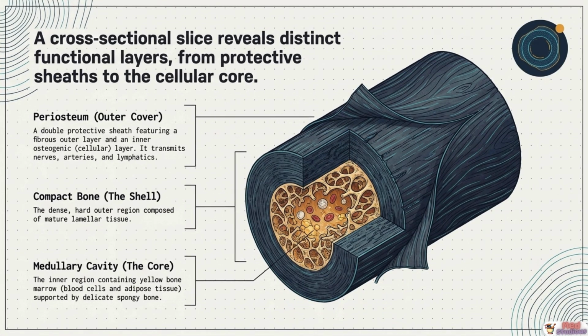When we cut through a long bone transversely and examine what we find from the outside in, three functionally distinct layers are revealed, each with its own cellular population, vascularity, and biological role.